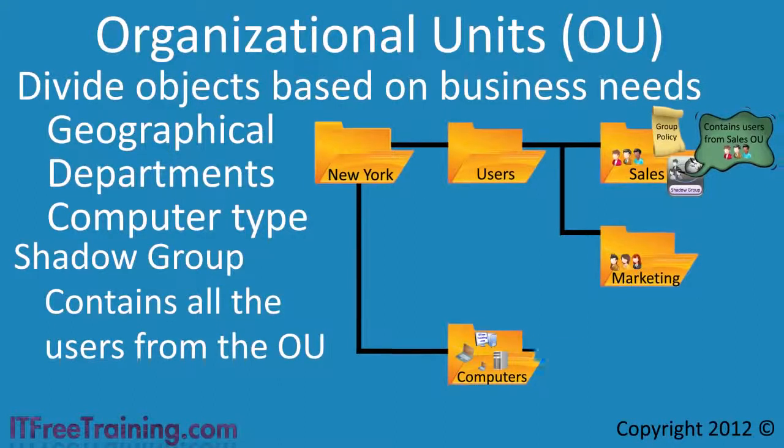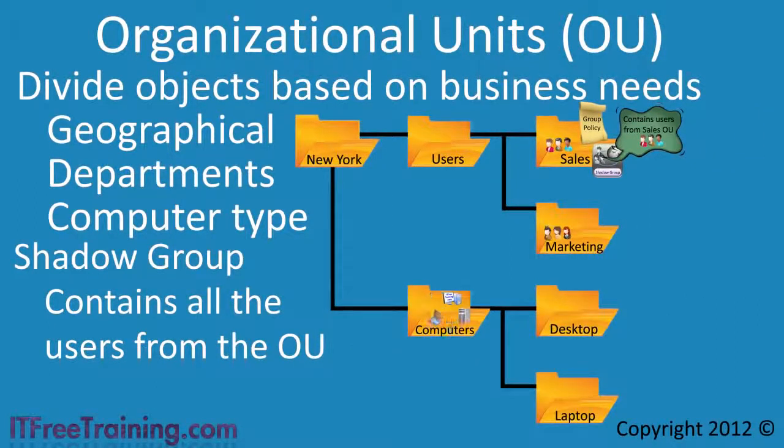OUs can also be used to separate computers. In this example, I could create separate OUs for desktop and laptop computers. This comes in handy for using group policy. You could now create a group policy for computers that contain all the common settings for computers. For example, settings like the desktop wallpaper and screensaver could be configured here. Next, you could create separate laptop and desktop group policies which contain settings that are just for those types of computers.